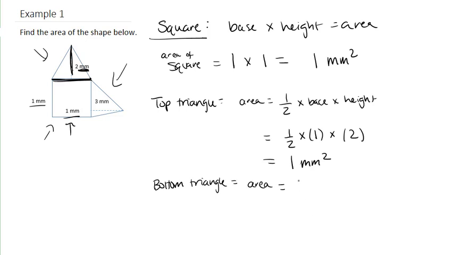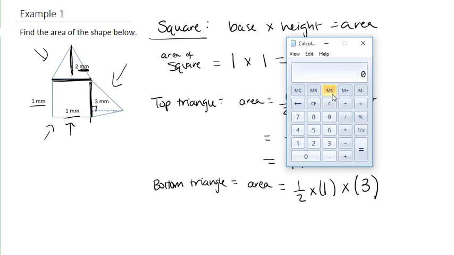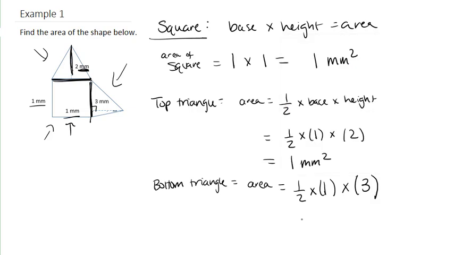So let's do bottom triangle now. So the area is equal to 1/2, now times the base. This base stays the same as 1 millimeter, so it's just 1, times our height, which forms a right angle with the base. So that's 3. So let's go ahead and calculate that out. We have 1 times 3, which is 3, divided by 2, which is 1.5. And this is millimeters squared.